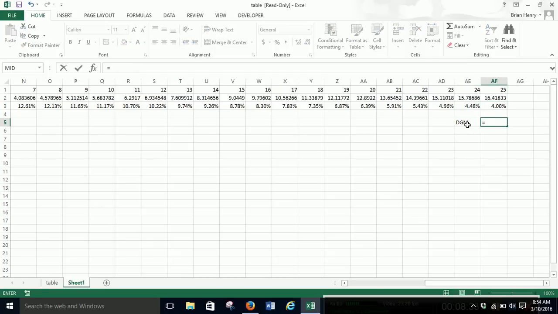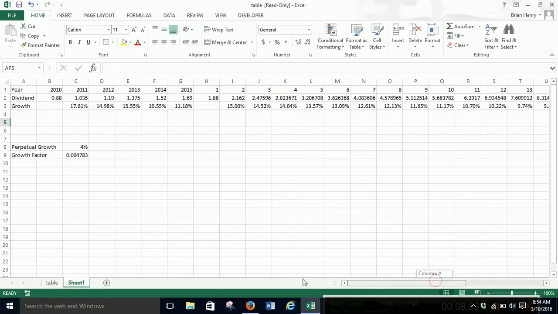And DGM is the price, in this case, P24, so for the previous period, whenever we reach perpetual. So P24, the price in year 24, is equal to the dividend in year 25 divided by R minus G. Oh, we need to define R real quick. So we need a discount rate. For now, I'm just going to make one up, and we'll talk more in class about how we do this. But the discount rate, or our expected return on equity, let's call it 12% for now. So that's in C10.